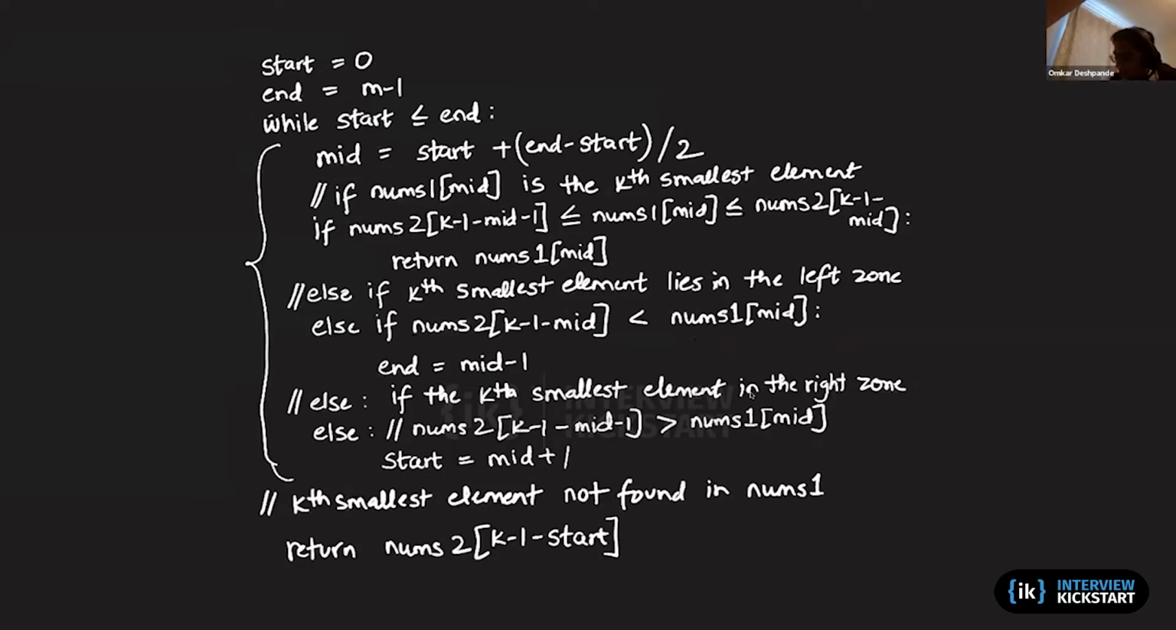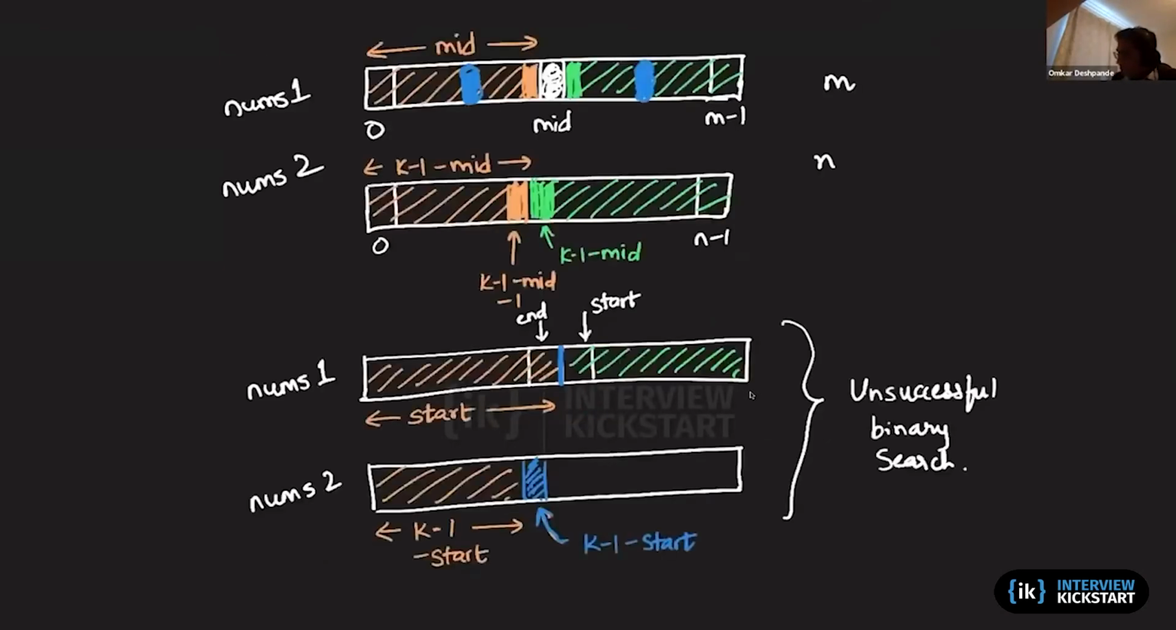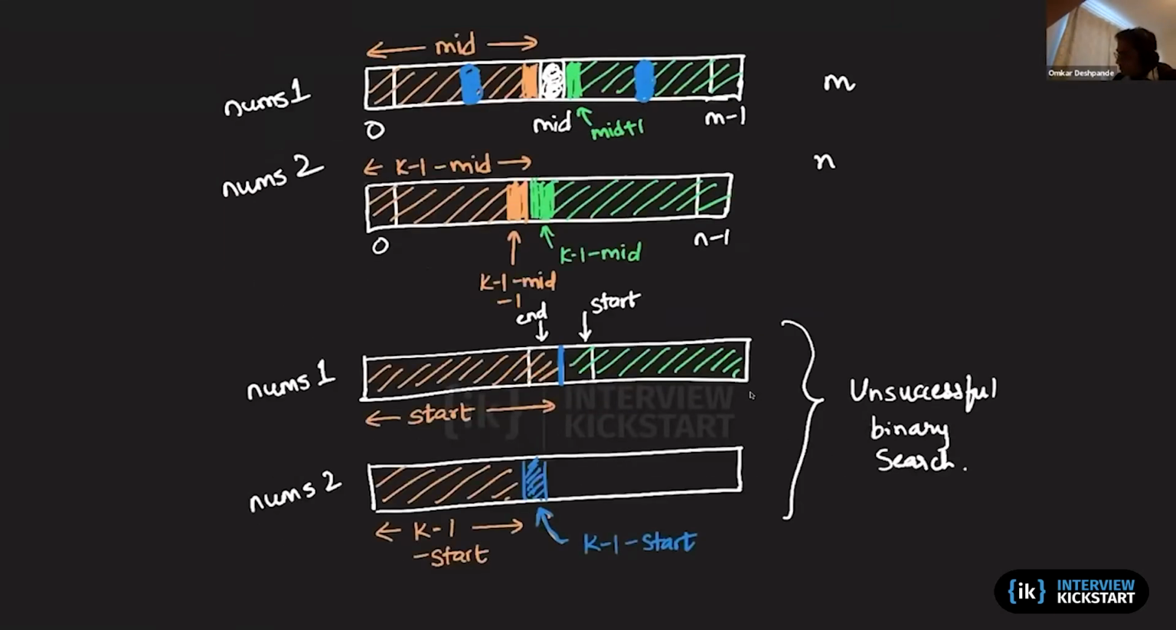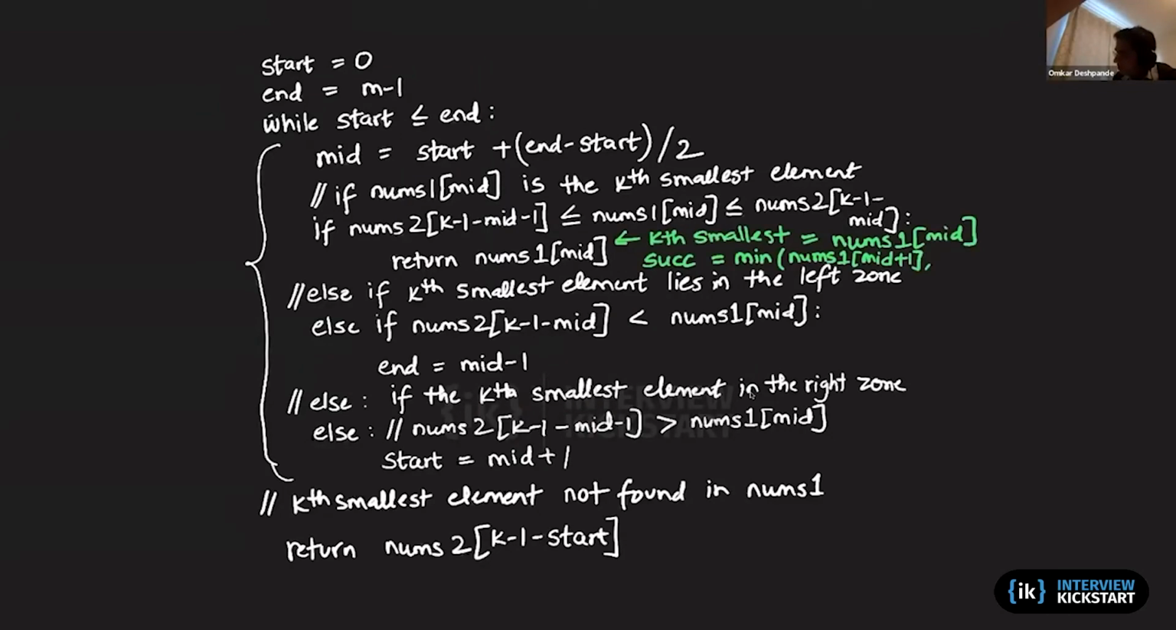So instead of returning this, I'm going to have a variable saying this is the kth smallest value. Kth smallest is nums1 of mid. And I'm also going to identify what its successor is. The successor is going to be the smaller of two values. One of them is nums1 of mid plus 1. And the second value is nums2 of k minus 1 minus mid.